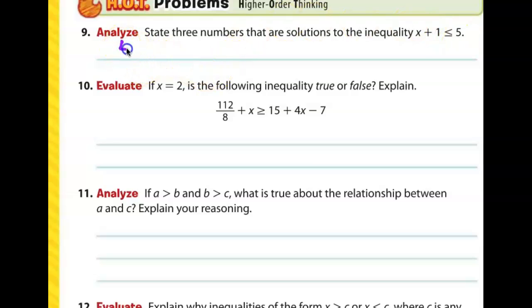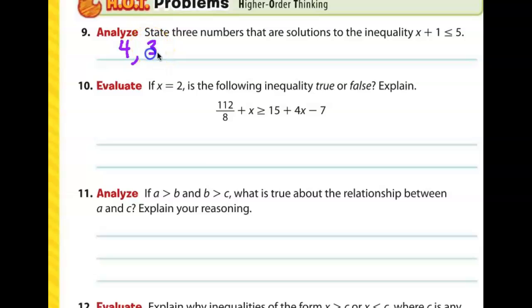Okay, if you answered 4, that's correct. Now we have to state three total numbers that are possible solutions. 4 is a solution because 4 plus 1 is equal to 5. Now, this less than sign gives us a clue to what some of the other numbers may be. I want you to think about two other numbers that we can replace the x with that are going to result in something less than 5. Go ahead and answer that for me, please.